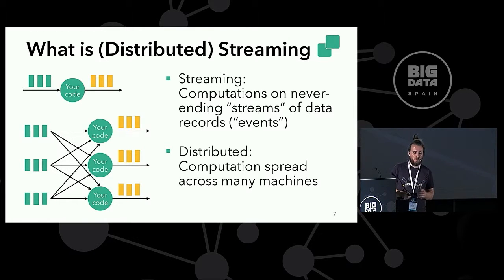And then distributed stream processing is the ability of a stream processing system such as Flink to take your code and distribute the computation across a cluster of machines, so that you can deal with very large amounts of incoming data, because one machine would not be enough to process all this data.